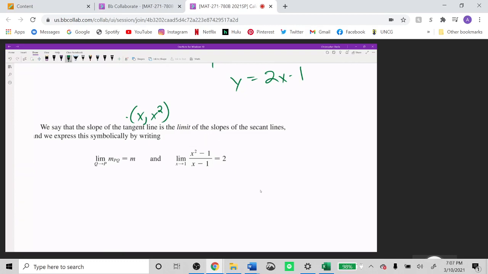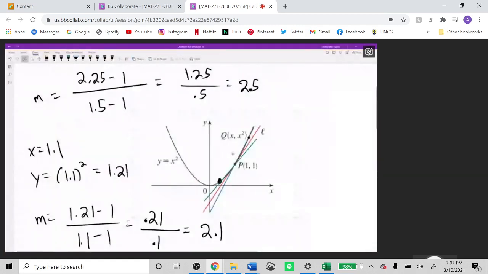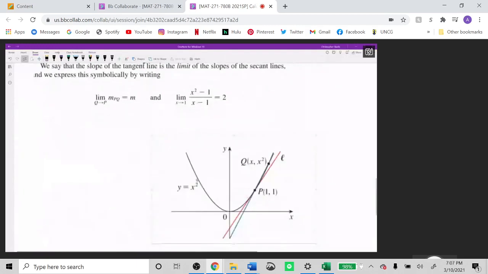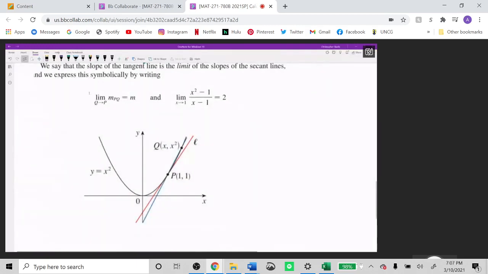So because the slope of the tangent line is the limit of the slopes of the secant lines, and we had defined points P and Q, I'm going to copy and paste this graph down here. We say the limit as Q approaches P, so the limit as this arbitrary point that we defined on the parabola gets closer and closer to the point (1, 1), of the slope of the line between P and Q is equal to some number m.